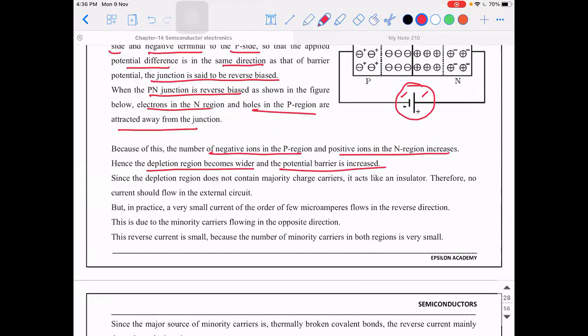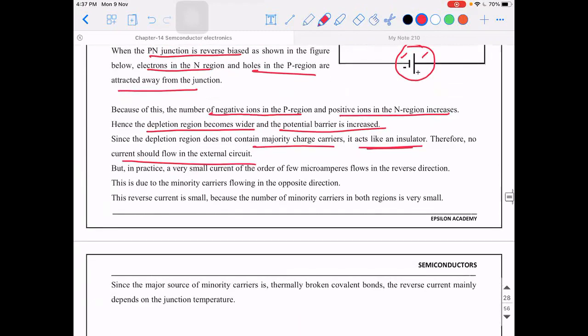Since the depletion region does not contain majority charge carriers, it acts like an insulator. Therefore, no current should flow in the external circuit. But in practice, a very small current, generally in terms of a few microamperes, flows in the reverse direction. This is due to whom? The minority charge carriers flowing in the opposite direction, that too before the point of breakdown.